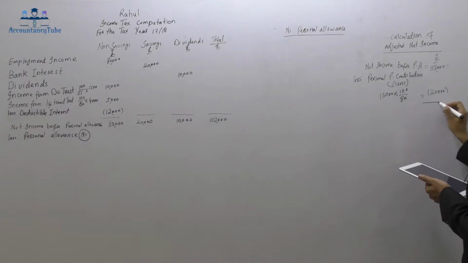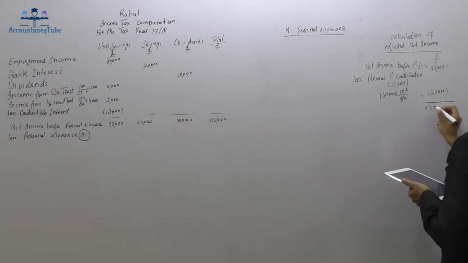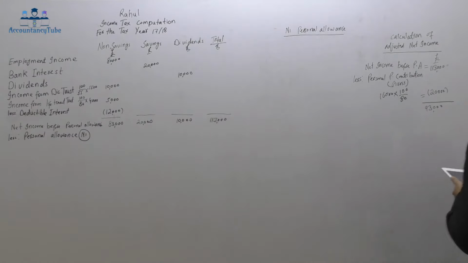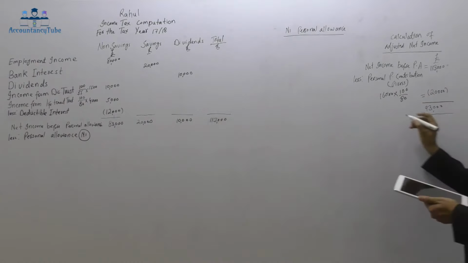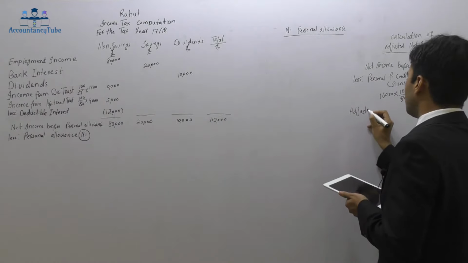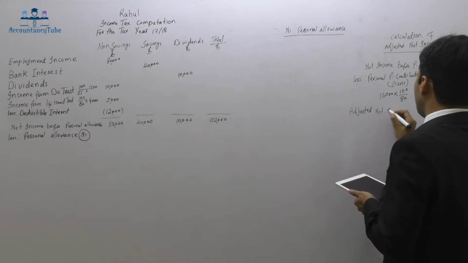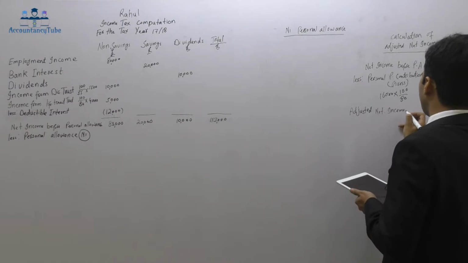So if we deduct this one out of this one, it would leave us with £93,000. All right, so 113,000 less £20,000 gives us £93,000. That is our adjusted net income. Now we know whenever adjusted net income is less than £100,000, we do not need to reduce the personal allowance.